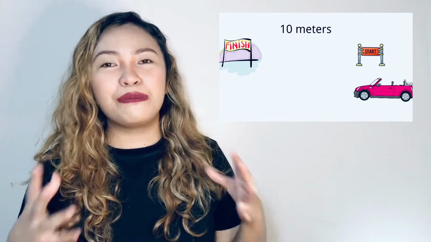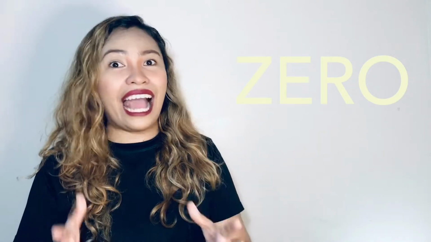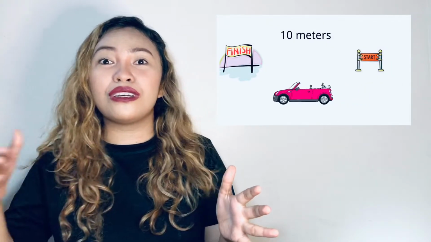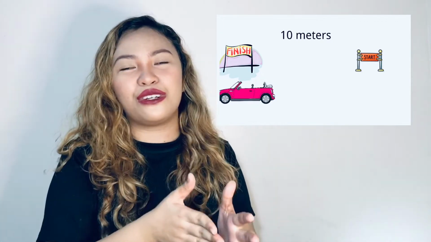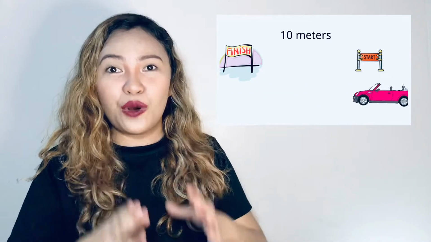However, the displacement is actually just 0. There's no displacement at all. Why? Because the car moved to the finish line and then back to its very own starting position. You see, distance and displacement are different. One is a scalar and the other one is a vector.